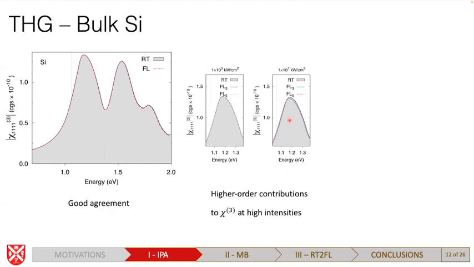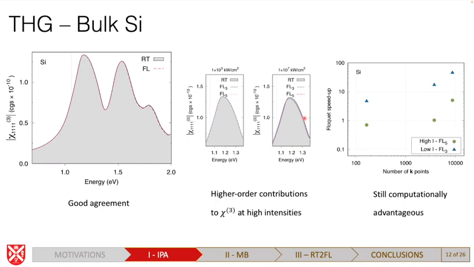tougher to deal with. In any case, the advantage of this method with respect to the real time is still clear in the third harmonic generation case, less so for high intensity cases, but overall, when you get to convergence, you will get an advantage between around 10 times or even more, 50 times faster than the real time.